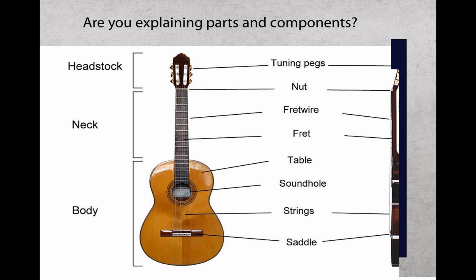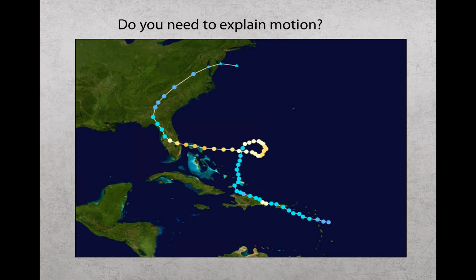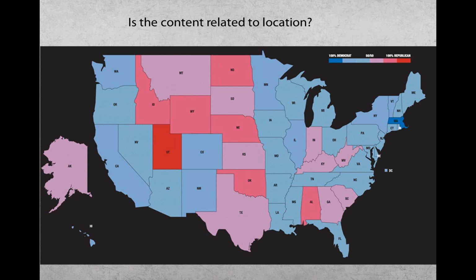When you need to explain motion, this is the path of Hurricane Katrina, I believe. This is an interesting way to show motion. So don't think that you can't explain motion with a visual. You can. If it's related to location, you can use a map. These are ways to get away from using so many words.